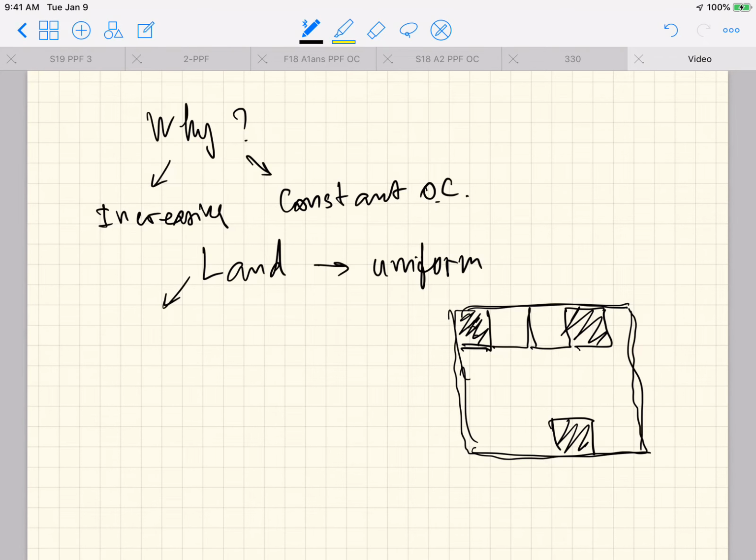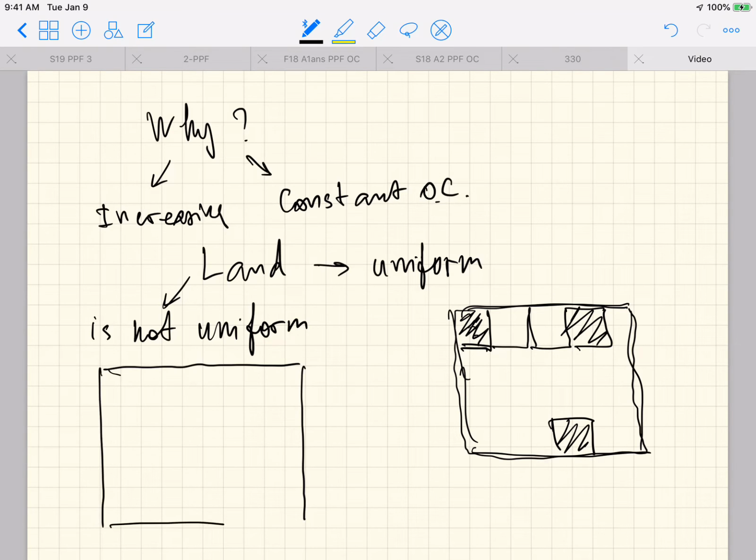If your land is not uniform, then you're likely, well, not likely, but definitely going to have this increasing opportunity cost situation. Why so? Well, again, let's say you can split it in pieces.